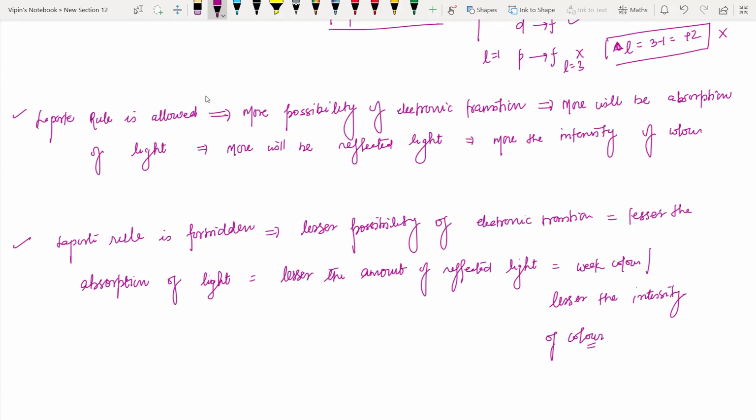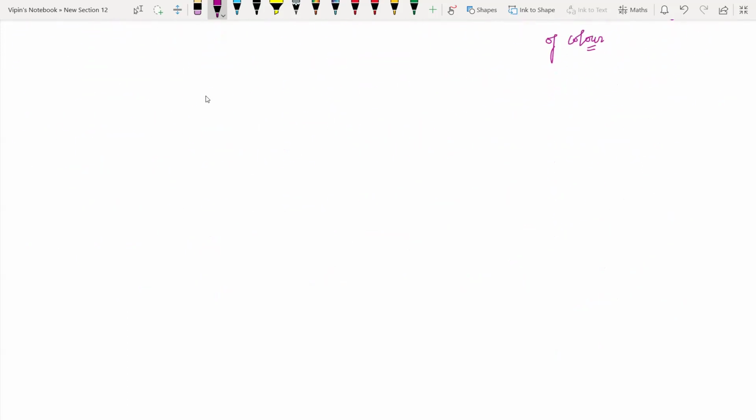Okay, so this is all about the Laporte selection rule. It is very easy to predict whether a given complex will obey the Laporte selection rule or not. If any system obeys the Laporte selection rule, there will be more possibility of electronic transition, resulting in more absorption of light, hence more reflected light, and more intensity of color. Similarly, if forbidden, then things will be the opposite. Now, there are some relaxations in the Laporte selection rule, but we will discuss this later.